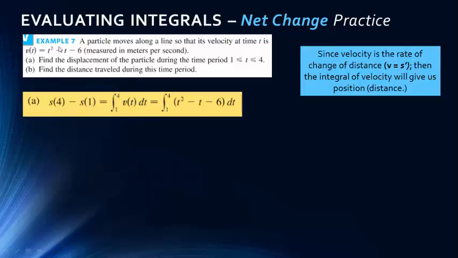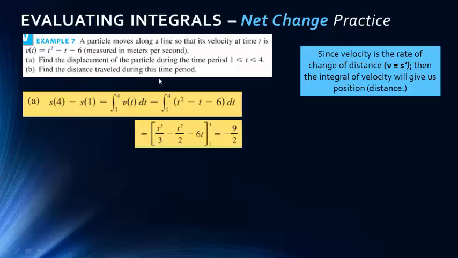This is a very simple integral. The integral from 1 to 4 of t squared minus t minus 6, the formula given in the problem. These are very easy pieces. t cubed over 3, t squared over 2, and minus 6t.